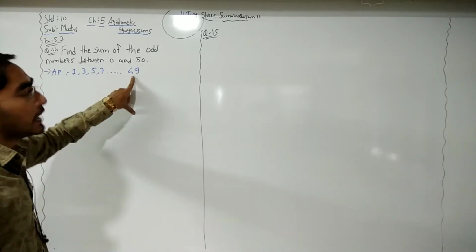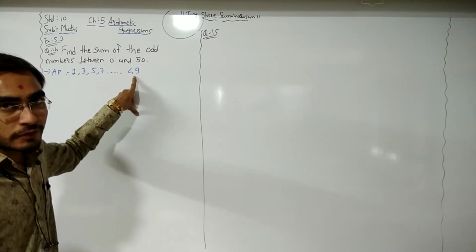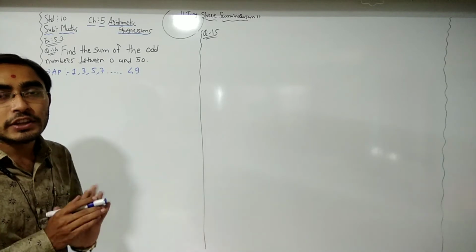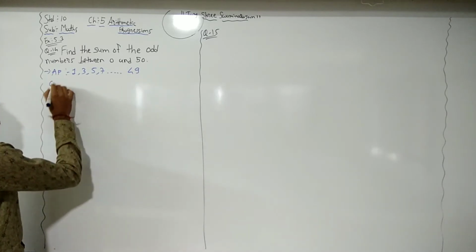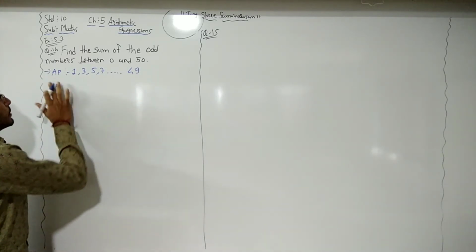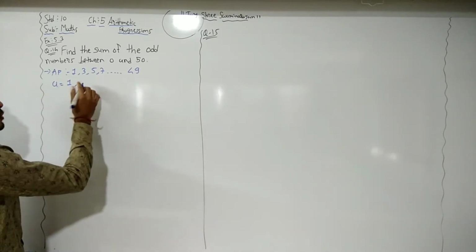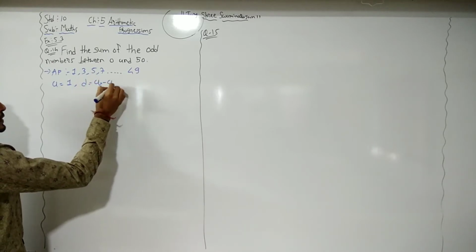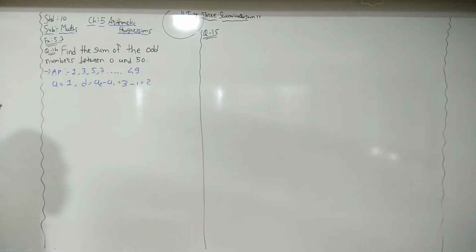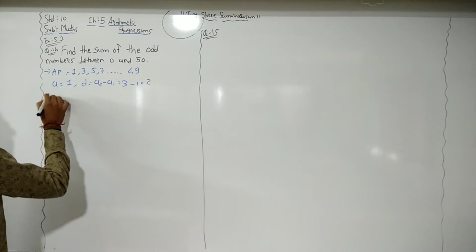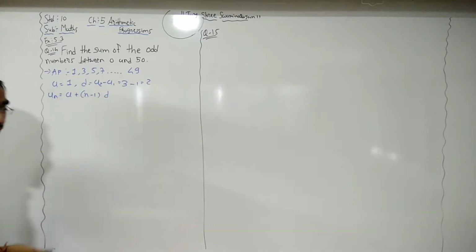For that, this is our last term, so just find the order of this term. Whatever order we get for this term, that many terms we have in total. This last term is an. But before that, find the value of a. First term a1 is 1, common difference d is the second term minus the first term, 3 minus 1, which is 2. For the value of an, use the formula a plus n minus 1 times d.